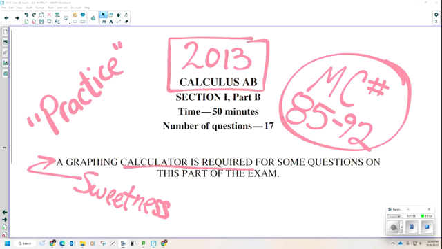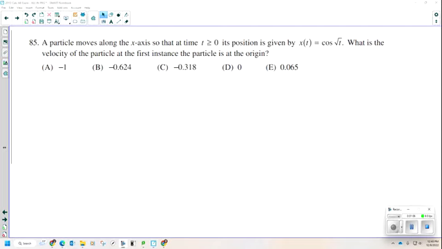Let's do some calculus. Number 85. A particle moves along the x-axis so that at time t greater than or equal to 0, its position is given by x of t equals a cosine of the square root of t. What is the velocity of the particle at the first instance the particle is at the origin?